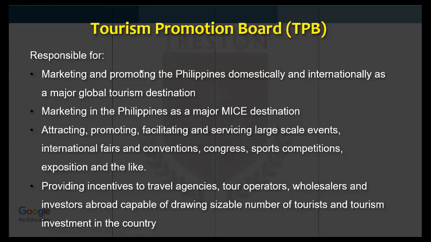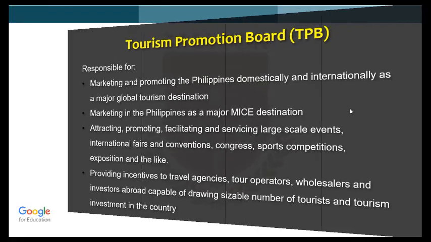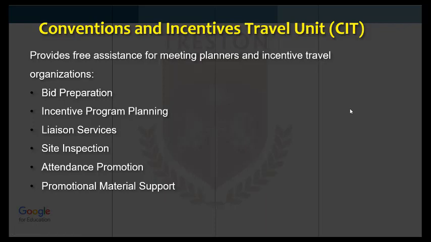As you can see in this slide, the Tourism Promotion Board's primary role, especially when it comes to the MICE industry, is marketing the Philippines as one of the major MICE destinations. Here you can also see the role of CIT in the MICE industry. For example, the CIT helps you in bid preparation, wherein suppliers will be producing your supplies for your events, and they could help you with that.